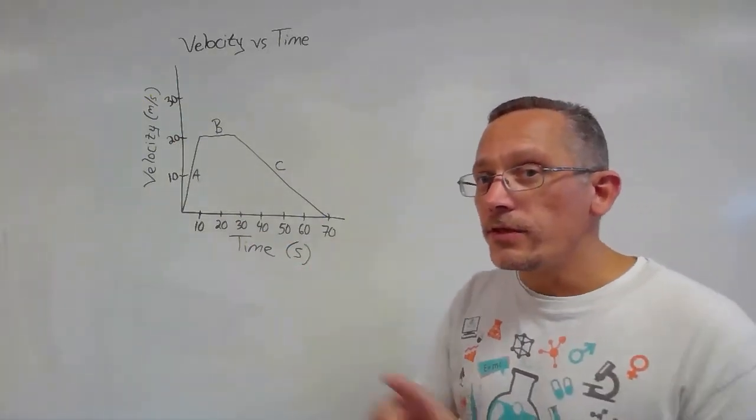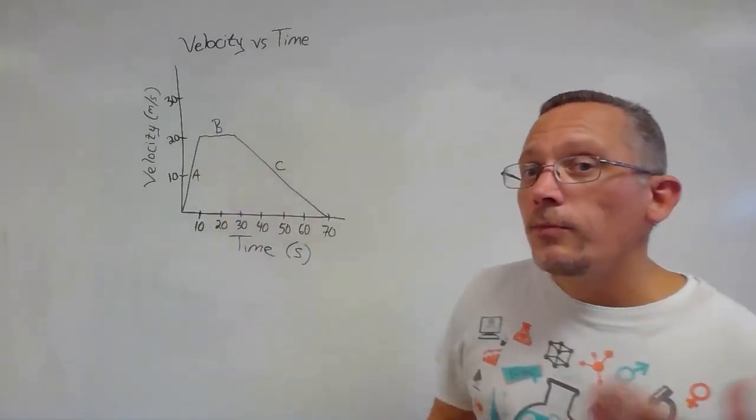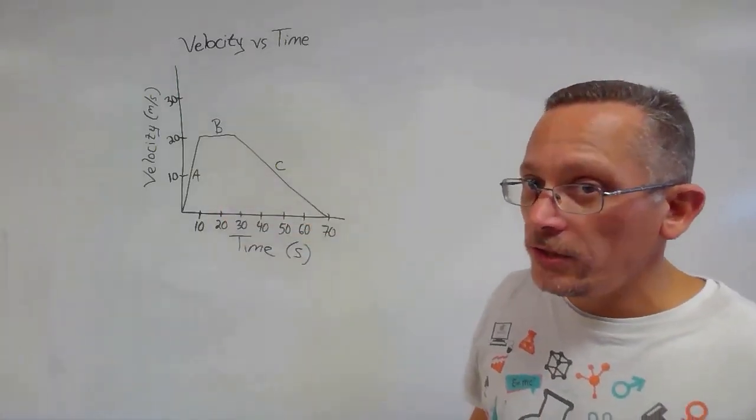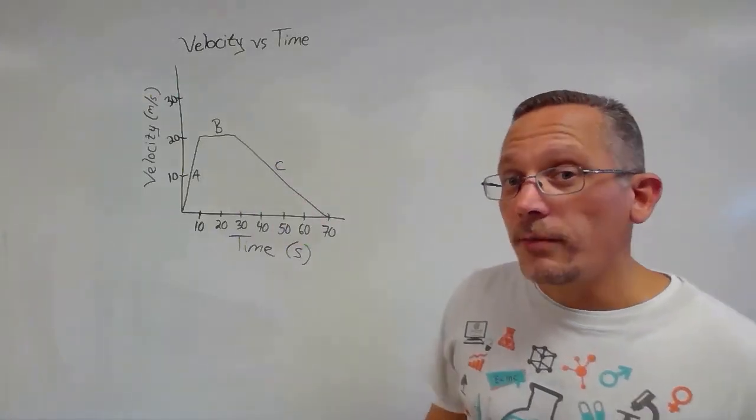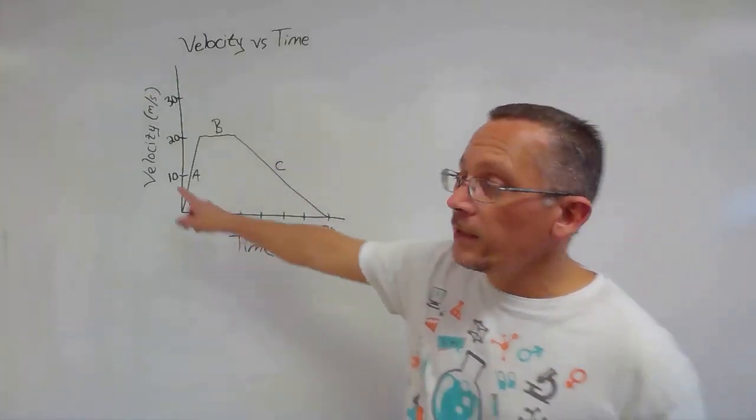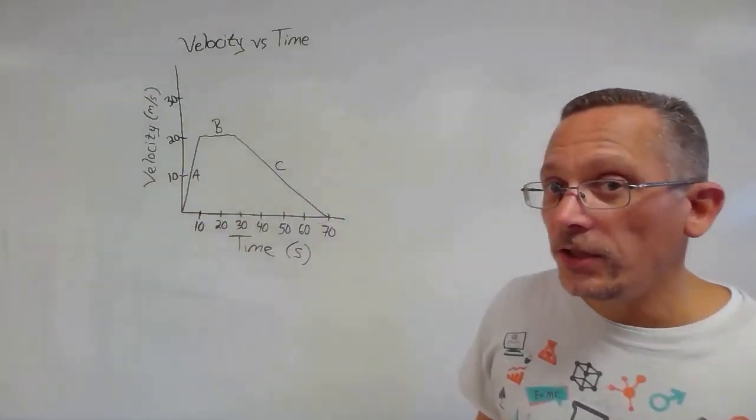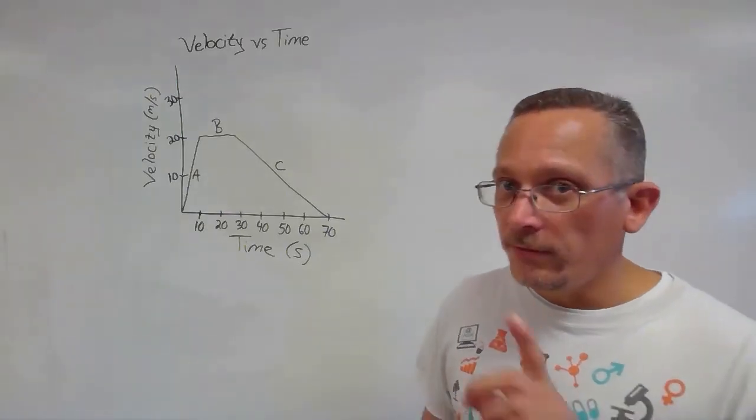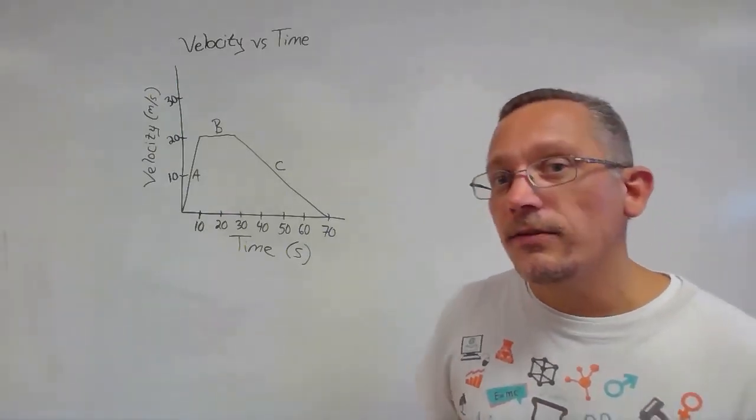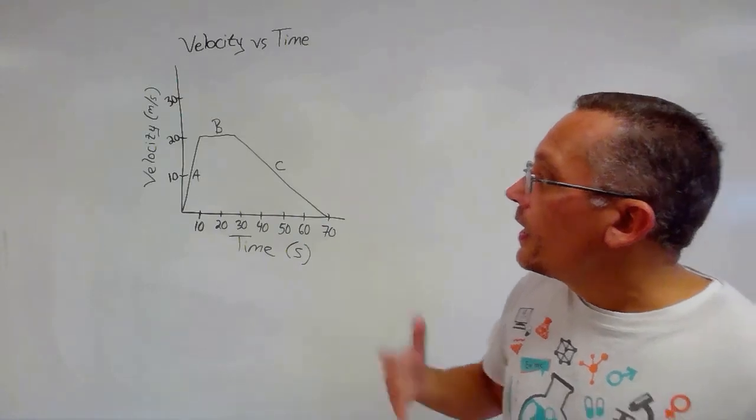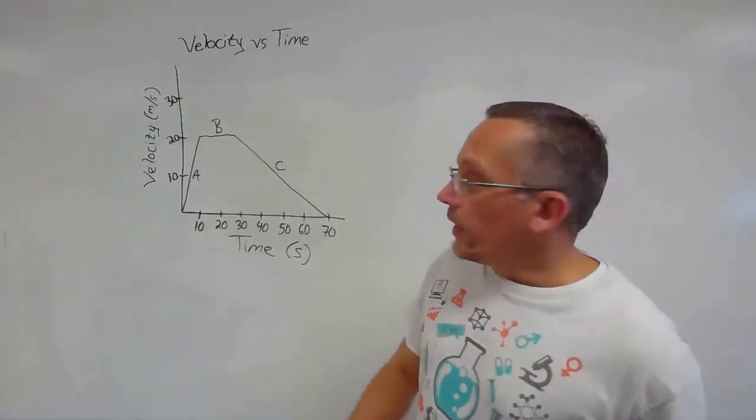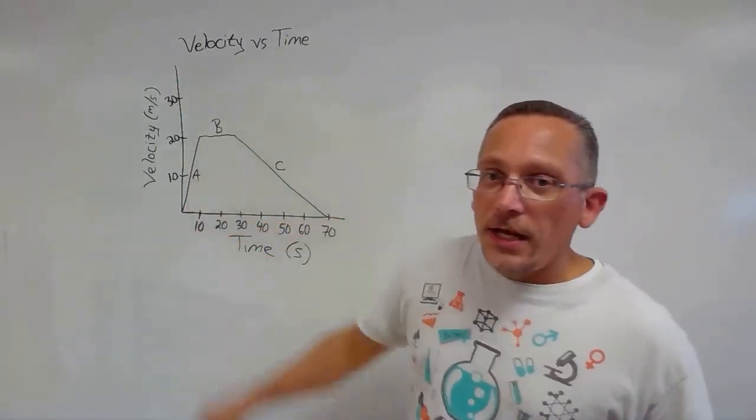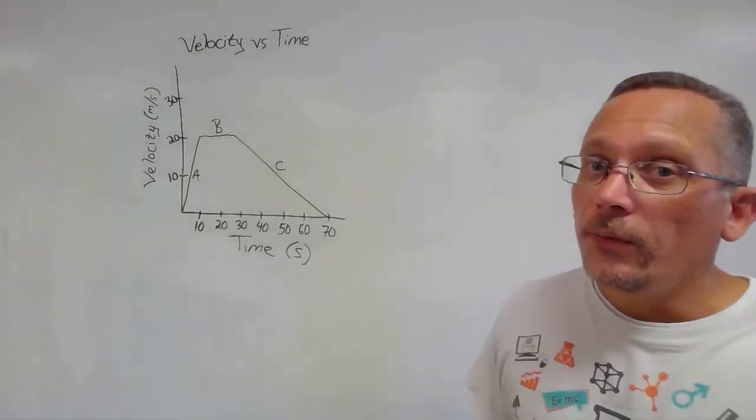So on the position versus time graph, that flat line means that the position isn't changing. On the velocity versus time graph, that flat line means that the velocity isn't changing. It can be moving, but the velocity isn't changing. It's a constant velocity. Now, let's look at some of the other ones. What does it mean in section A here? We can see that my line is going up.